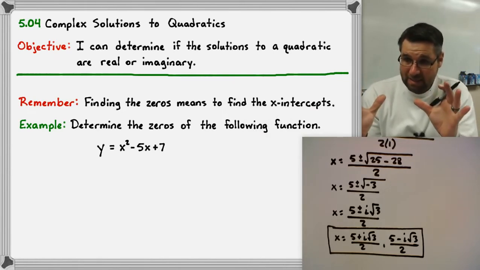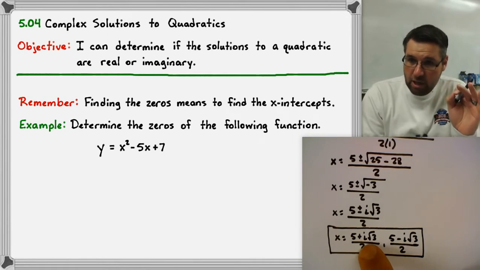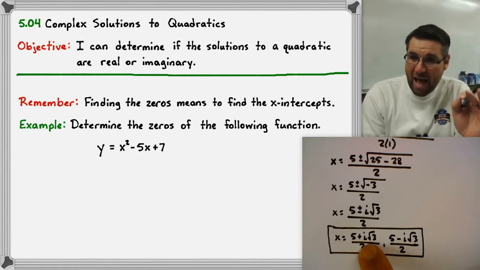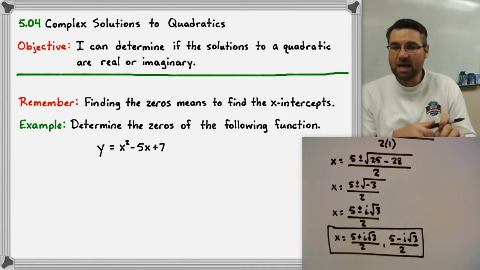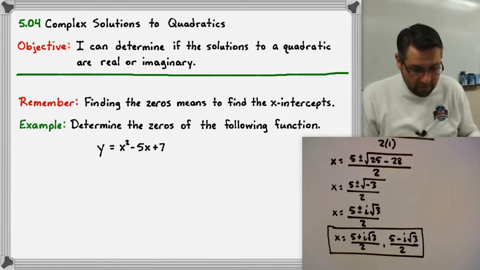The problem is that our solutions are imaginary. We have two imaginary solutions or two complex solutions. Well, what does that look like on the graph? What does that mean? Let's go ahead and take a look at the graph of this parabola.